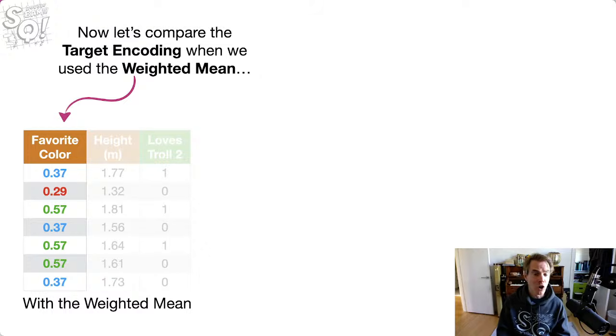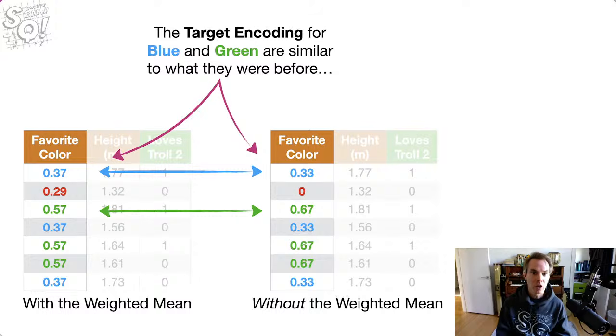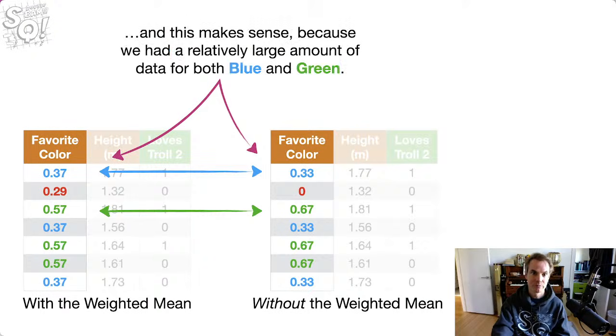Now let's compare the target encoding when we use the weighted mean to the target encoding without the weighted mean. So this is the original target encoding we did, which only relies on the option mean for each value. The target encoding for blue and green are similar to what they were before. They're not the same, but they're similar. And this makes sense because we had a relatively large amount of data for both blue and green.